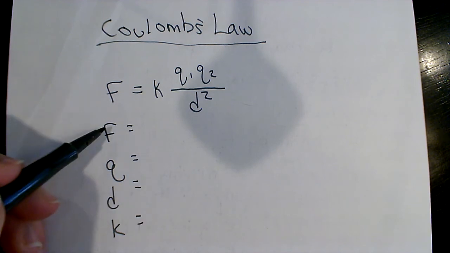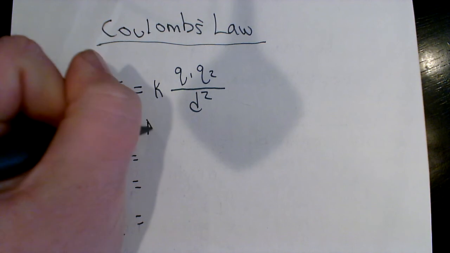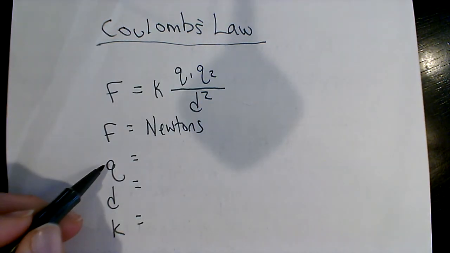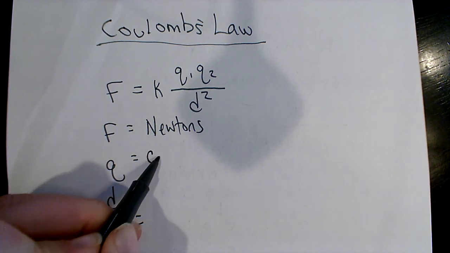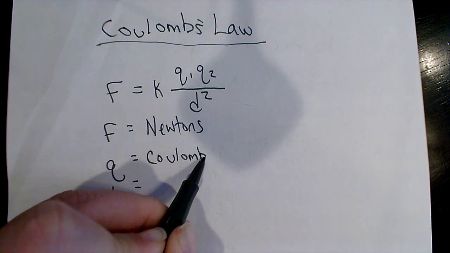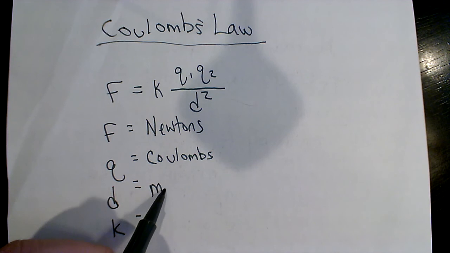So force, like every force we've had so far in this entire year since August, is going to be in newtons. The Q is representing charge. We measure charge in that strange little tiny baby unit called coulombs. D is for distance. Again, just like every time we measure distance in physics this year, we're going to use meters.